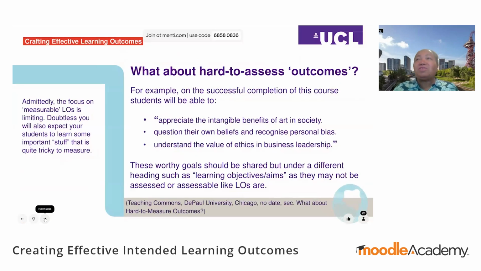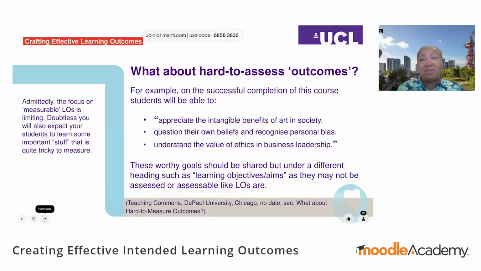So what about hard to assess outcomes, in quotes? For example, on the successful completion of a course, students will be able to appreciate the intangible benefits of art in society, question their own beliefs and recognize personal bias, understand the value of ethics in business leadership. Now, this is indeed what you are hoping students may gain from the course you've designed, but you can't necessarily know that they have achieved it.